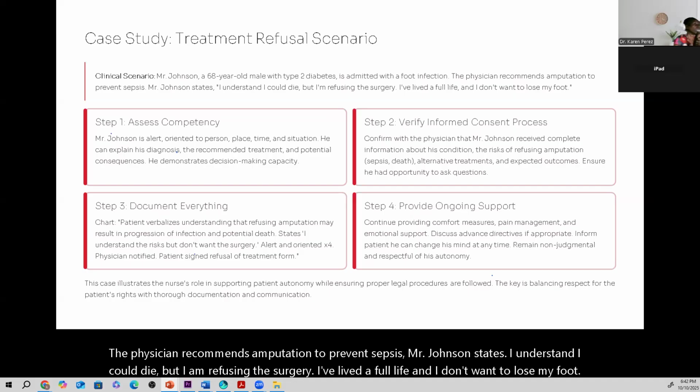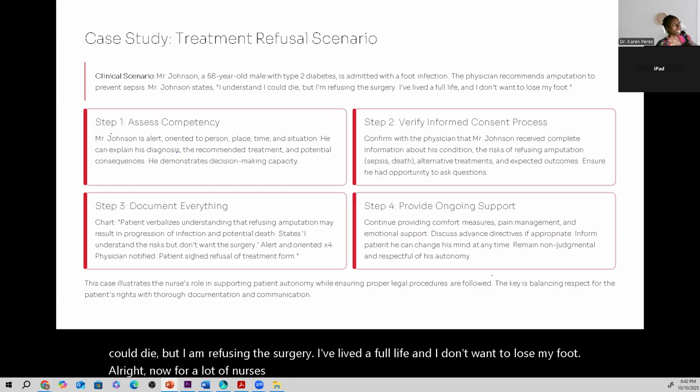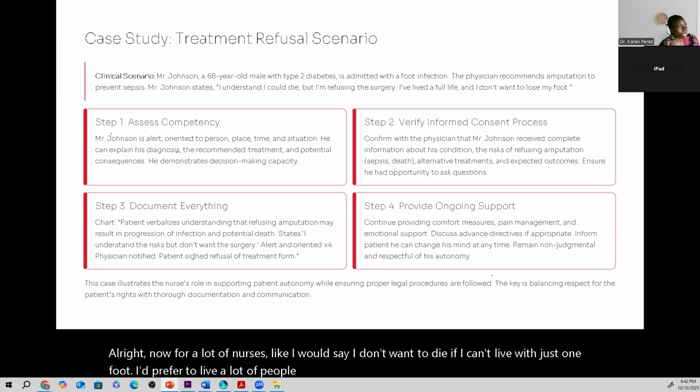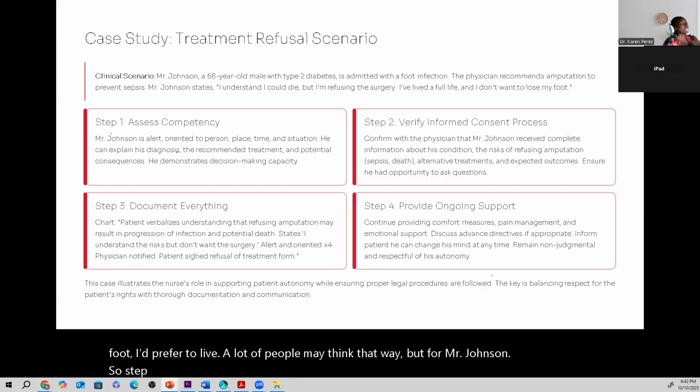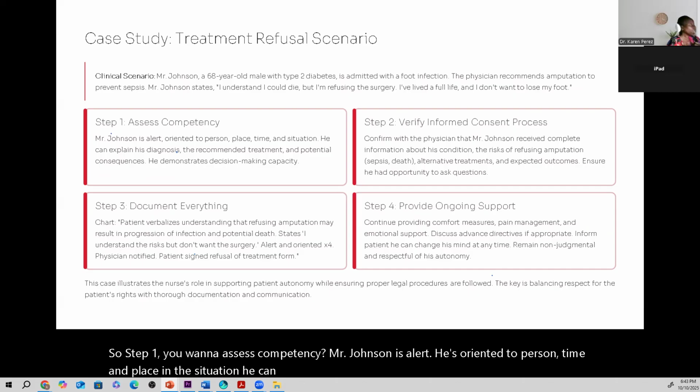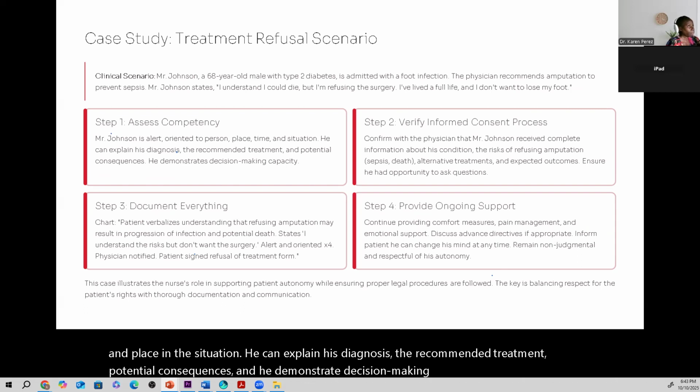Now, a lot of nurses would say, I don't want to die. If I can live with just one foot, I'd prefer to live. A lot of people may think that way. But for Mr. Johnson, step one, you want to assess competency. Mr. Johnson is alert. He's oriented to person, time, place, and situation. He can explain his diagnosis, the recommended treatment, potential consequences, and he demonstrates decision-making capacity.